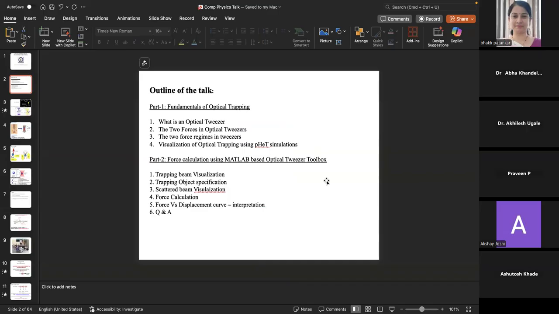By the way, this is briefly my outline of the talk. I will be covering this talk in two parts. In the first part, we are going to understand the fundamentals of optical trapping. We will begin with what is an optical tweezer, go on to some details concerning it, and then we will do a little bit of a hands-on session using MATLAB, wherein we will use something called the Optical Tweezer Toolbox, which is developed by Professor Helena Rubinsztein-Dunlop's group at the University of Queensland in Australia.